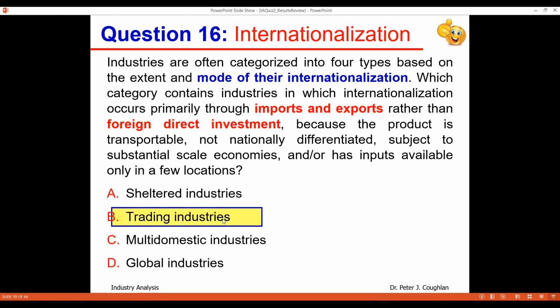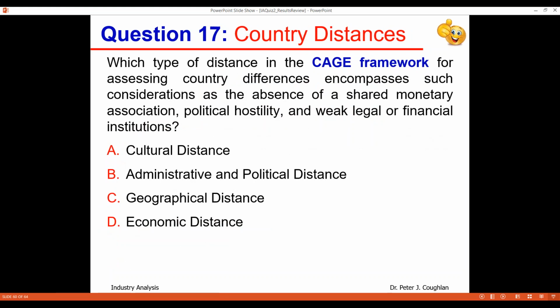But trading industries are the ones where you have a lot of imports and exports, but not a lot of foreign direct investment. You're just producing in one country. You might be selling internationally, you might be sourcing inputs internationally, but you're not making investments in assets in other countries. All right, so that's question 16. Question 17, the notion of country distances.